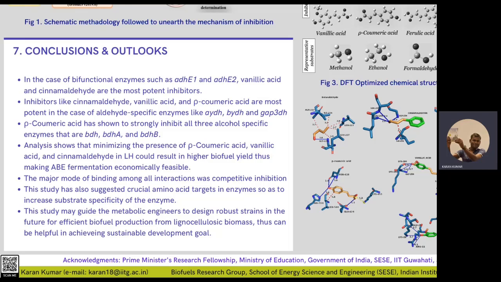This study also suggests crucial amino acid targets which can be useful for metabolic engineering to design robust strains in the future for efficient biofuel production from lignocellulosic biomass. Thus, this study will be helpful in achieving sustainable development goals.